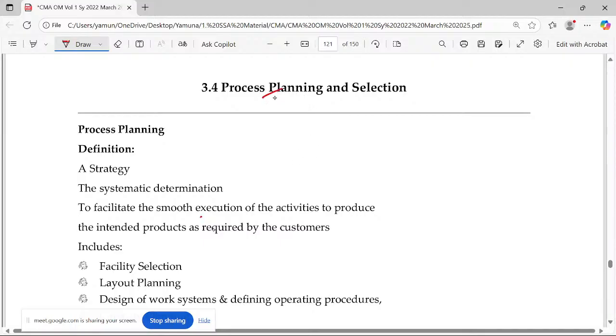So process planning and selection is topic number 4. What do you mean by process planning? It's a strategy. It focuses on smooth execution of the activities to produce the intended products. So you are planning and then you go for selection.